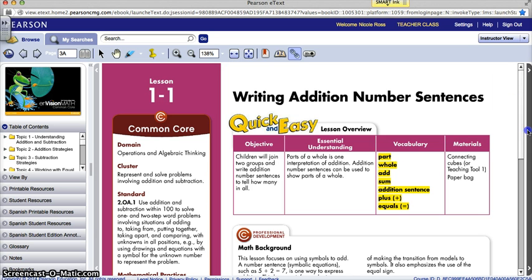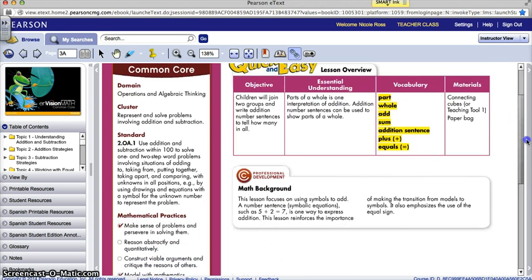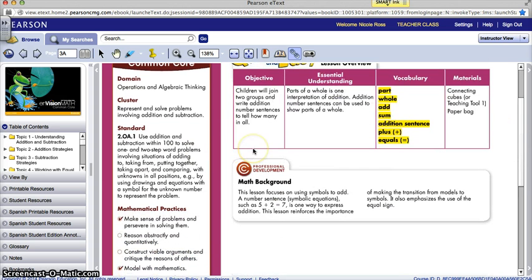This is a great page to start with because it tells you your objective for the lesson, the essential part that you want your students to understand, and of course, very important part of the lesson, our vocabulary. It also tells you the materials and the manipulatives you will need in order to teach this lesson.